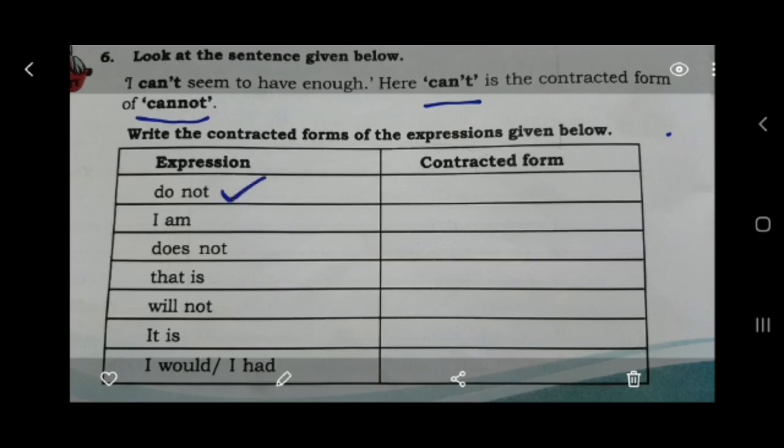Now, do not. What's the contracted form of do not? I'll give it to you. Don't. And what's the contracted form of am? I apostrophe am. And what are the contracted forms of all these? You should write down all these. Okay. Does not. That is will not. It is I would or I had. Which are the contracted forms? You should write them down in the second column.